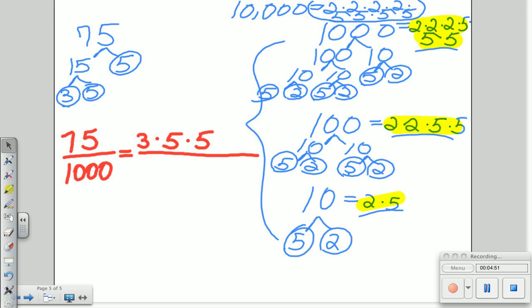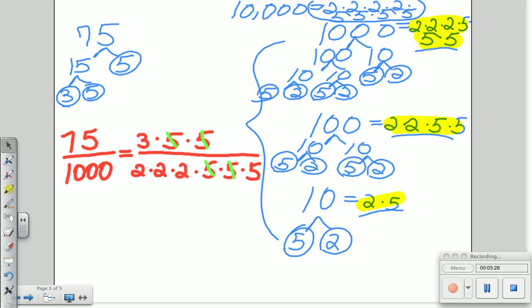And for 1,000, we have three 2's, 2 times 2 times 2, times three 5's, 5 times 5 times 5. Remember to cross off the pairs. So we don't have any 3s. We have a 5, another 5, and that's all.